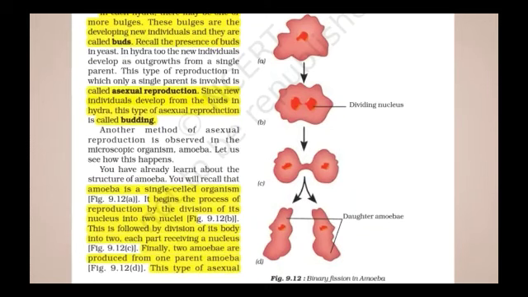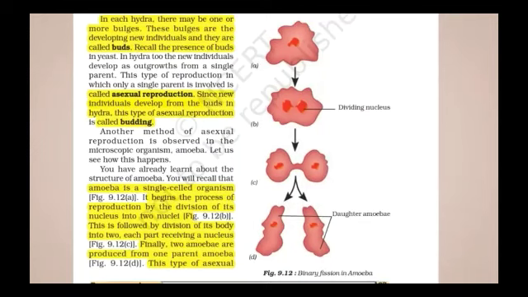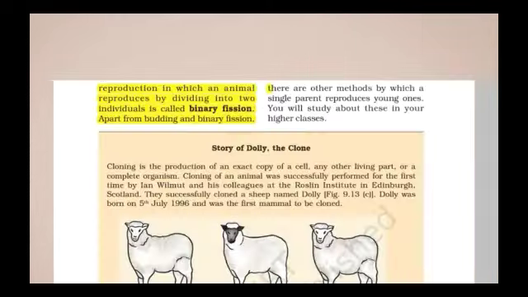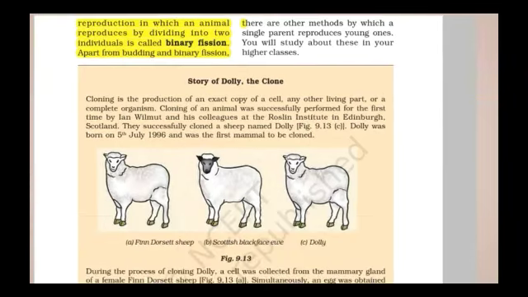These are the types of asexual reproduction where new offspring are formed from the single parent itself. There is no involvement of male gametes or female gametes, and no formation of zygote or embryo. Coming to the story of Dolly the clone. Cloning is the production of an exact copy of a cell, a living part or a complete organism. Dolly was born on July 5th, 1996, and she was created by Ian Wilmut and his colleagues. I hope you understood the video.